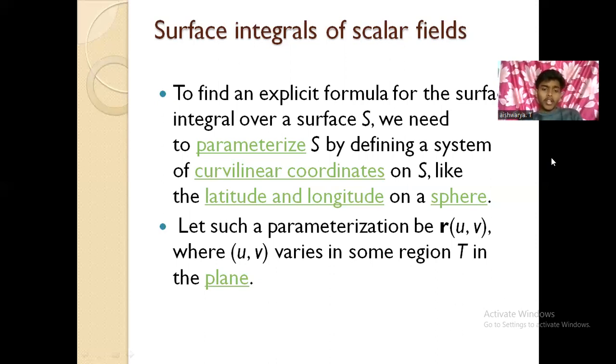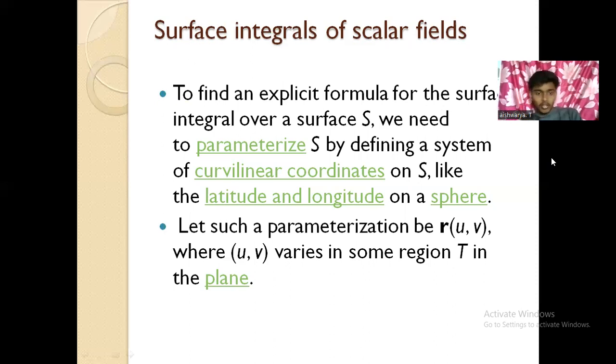And here we have the parameterization, defined by a system of curvilinear coordinates on S, like the latitude and longitude on a sphere, and the parameterization is r of u comma v, where u comma v varies in some region T in the plane.